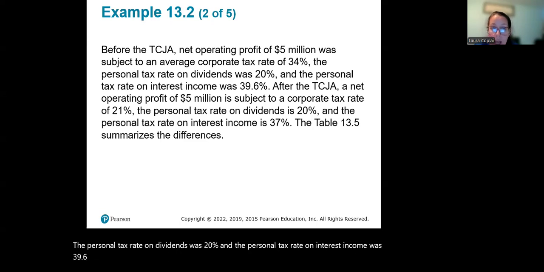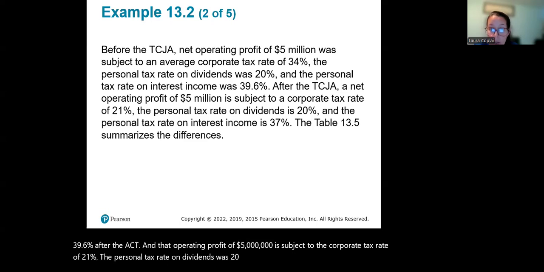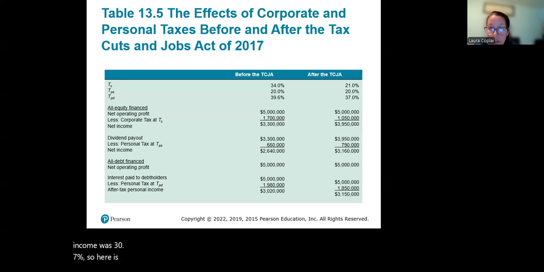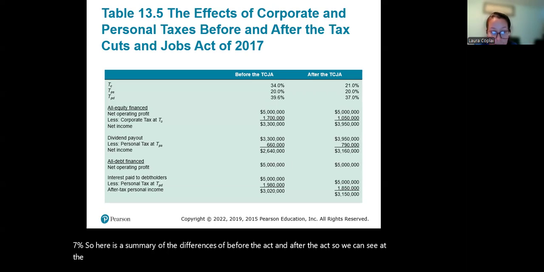After the act, a net operating profit of $5 million is subject to the corporate tax rate of 21%. The personal tax rate on dividends was 20%, and the personal tax rate on interest income was 37%. So here is a summary of the differences before the act and after the act. We can see, at the end, the after-tax personal income after the act was established increased, okay?